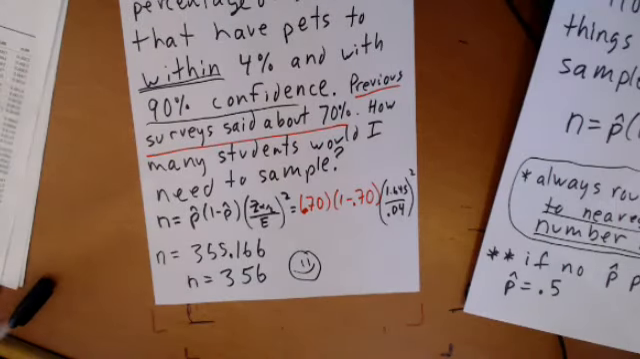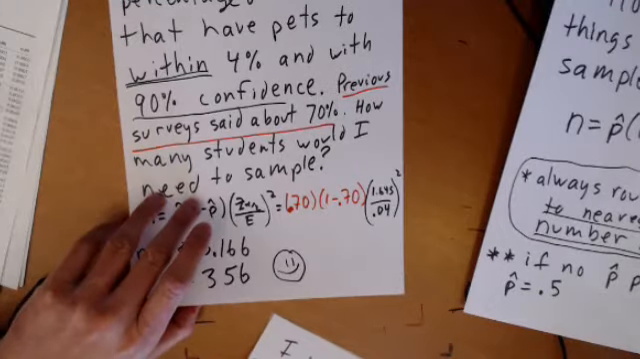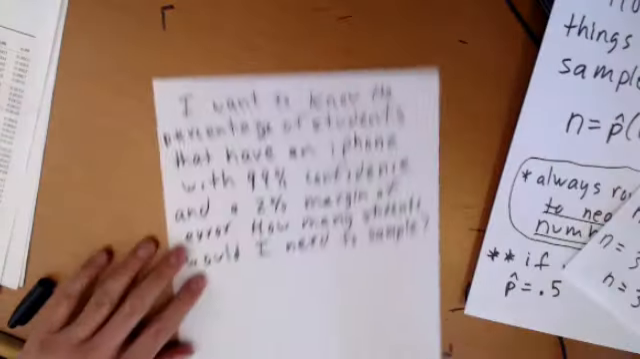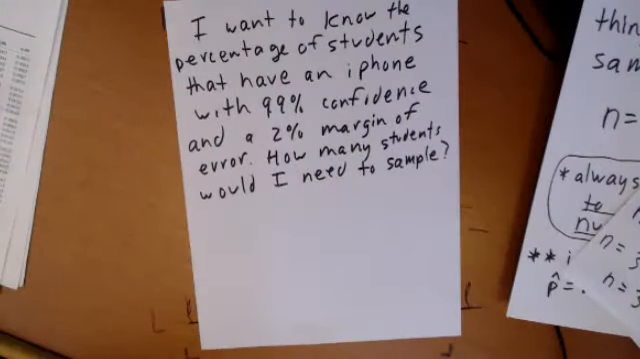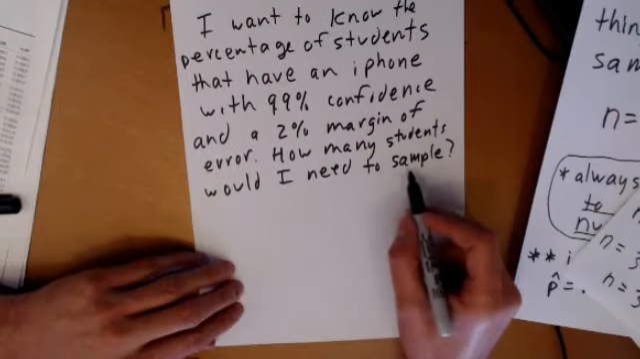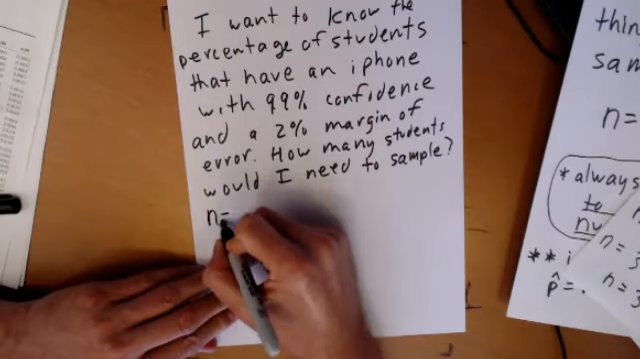Next example. Okay. I want to know the percentage of students that have an iPhone with 99% confidence and a 2% margin of error. How many students would I need to sample? Okay, you're looking for sample size n.